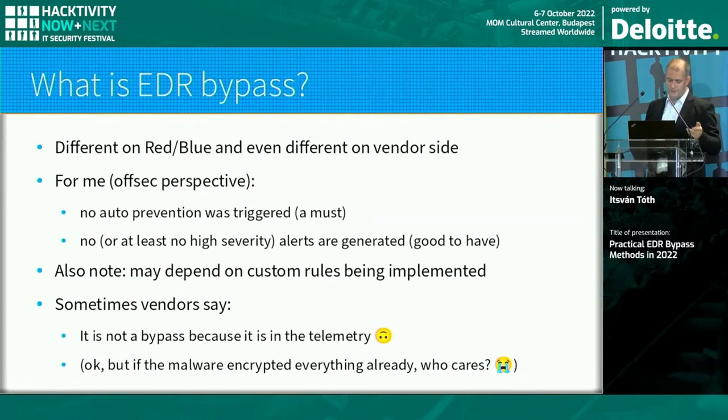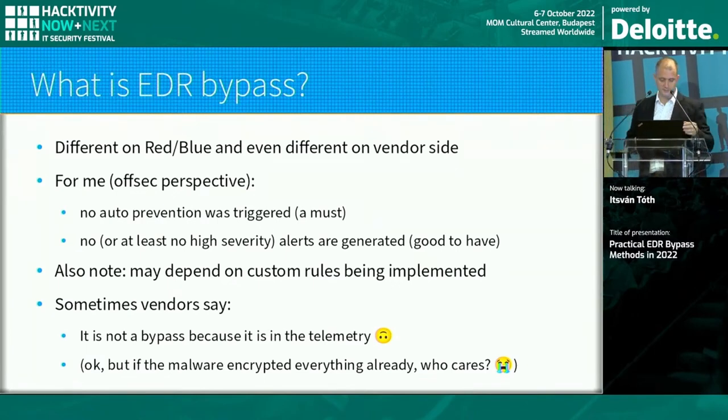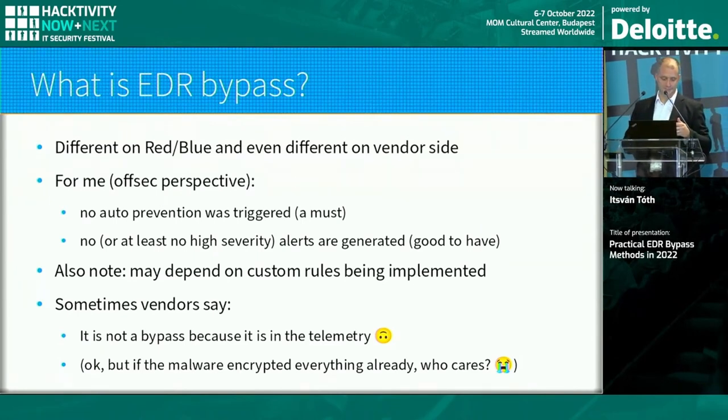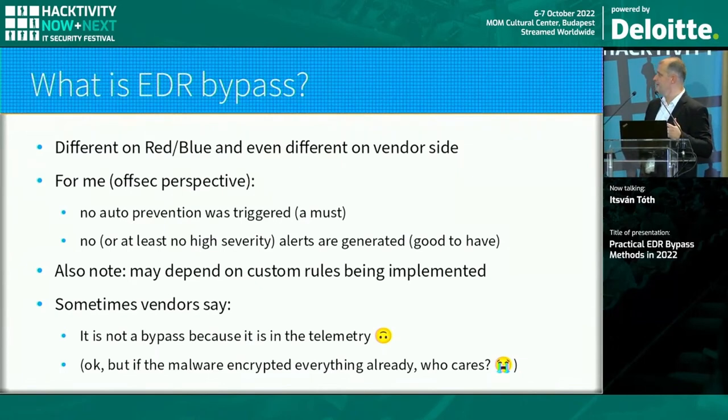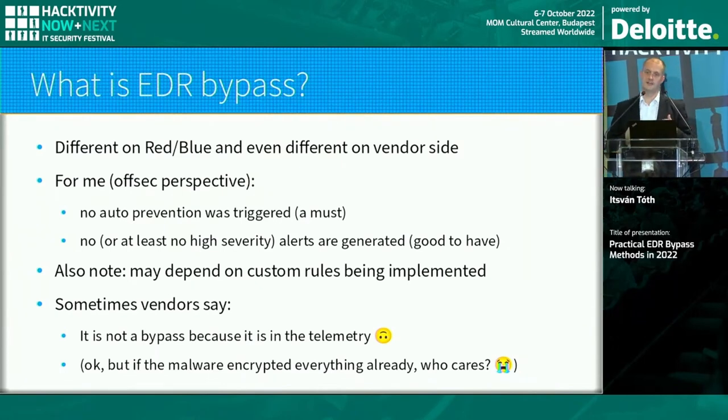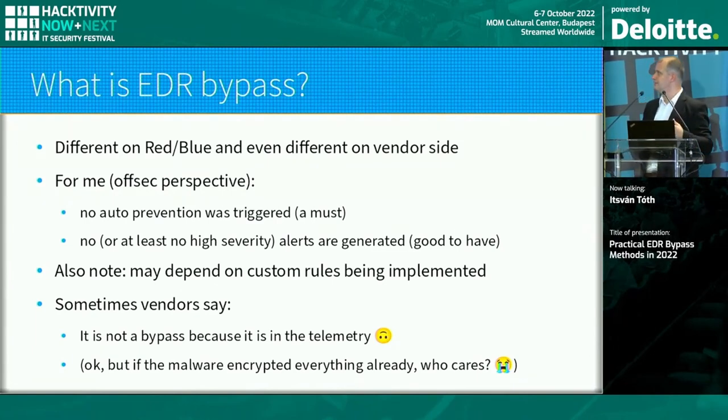Yeah, and that's what I said in the previous slide. Sometimes vendors say it's not a bypass because it was logged in the telemetry. But I would challenge this. What if a malware encrypted everything already? Who cares that there is something in the telemetry? So I think the auto-prevention and no high severity alerts are enough for stating that I made a bypass.